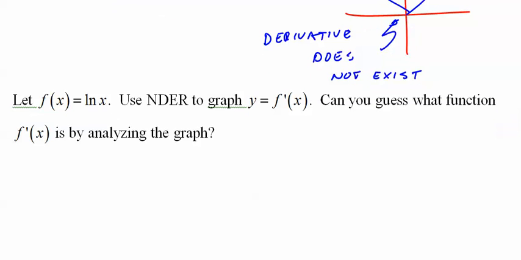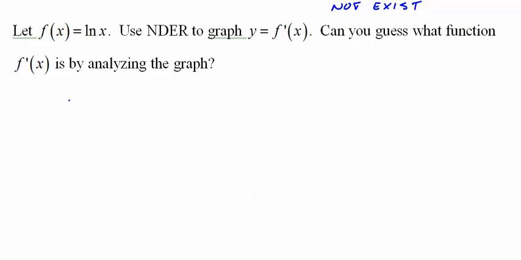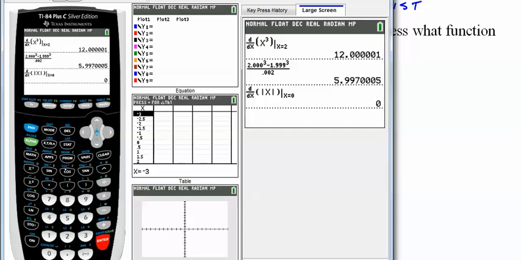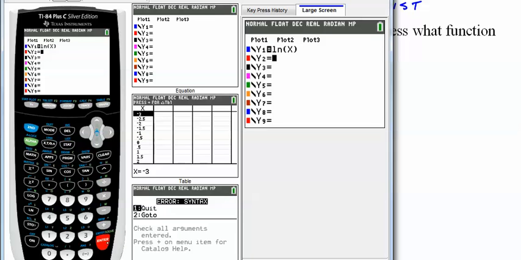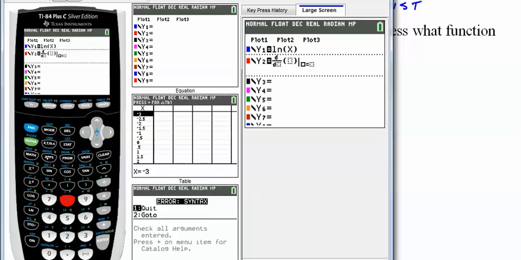Let's graph with it. So natural log of x looks like this. And let's graph with it. So there are two ways to do this. Let's just do it this way. Natural log of x. And then math 8. Derivative with respect to x.